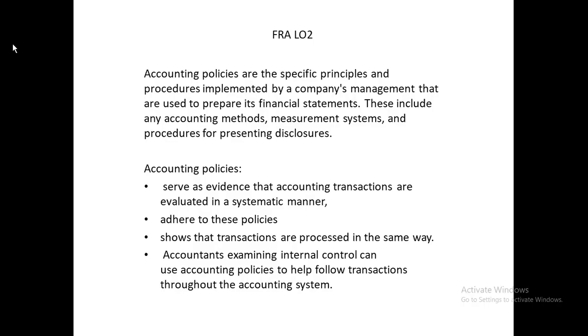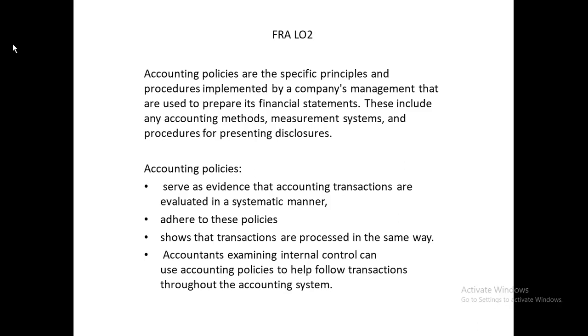Hello everyone. We are now on learning outcome number 2, financial reporting and analysis. We want to talk about accounting policies. Accounting policies are policies for the organizations which direct the company in the preparation of financial statements. Accounting policies for these companies are different. Each company adopts different accounting policies.